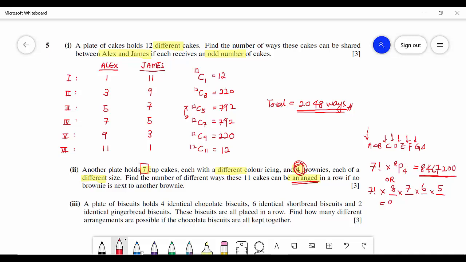Okay, so both will give you the same answer. This is what we have for the second part. All right. Okay, so let's continue to the third part.